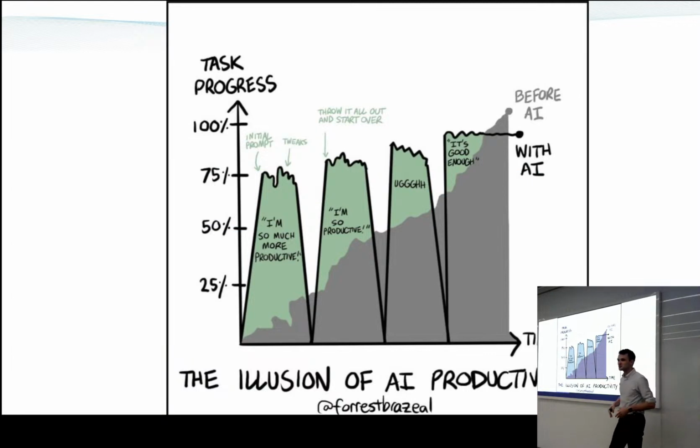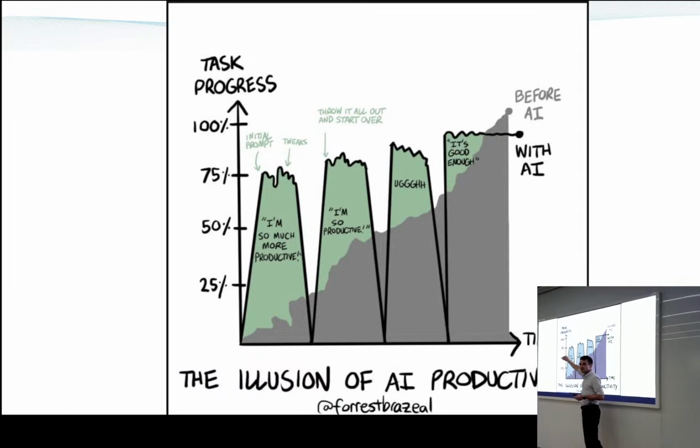I love this chart. My boss sent this to me, and I felt it. I felt it really deep down. On the top, we have task progress from 0% to 100%. On the x-axis, we have time, and this is the illusion of AI productivity. When you first start a project with AI, you're like, yeah, this is so fast. I'm doing so good. Yeah?